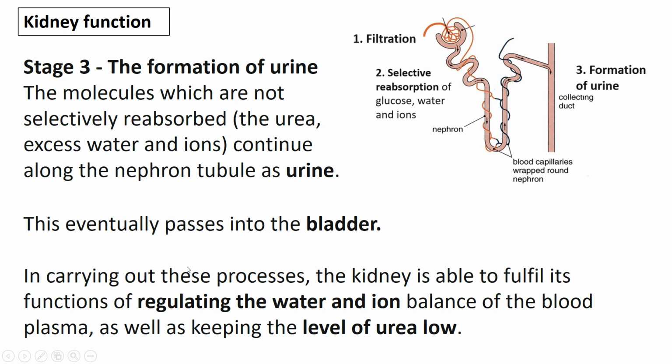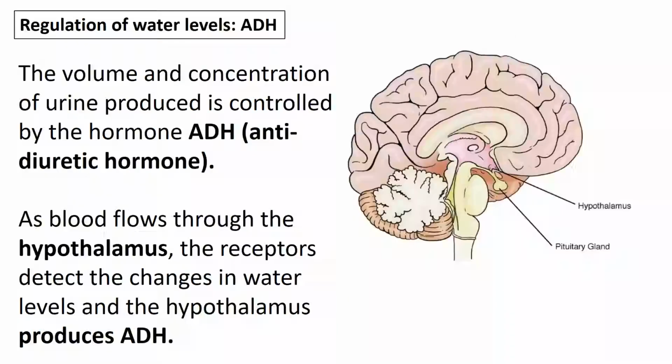And then the final stage is just adjustment of how much water, urea and ions that we're going to put into our urine. And so that's called the formation of urine. And this is where we get a fine tuning of how much water we're going to reabsorb. The urine then passes into the bladder, and then the kidney has now regulated the water and ion content of the blood, and it's kept urea levels at a low level.